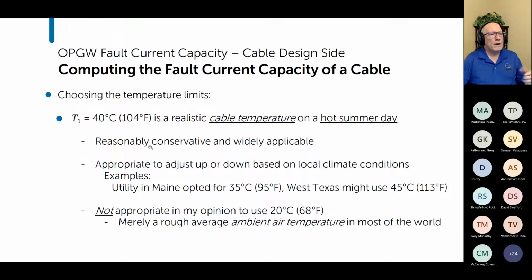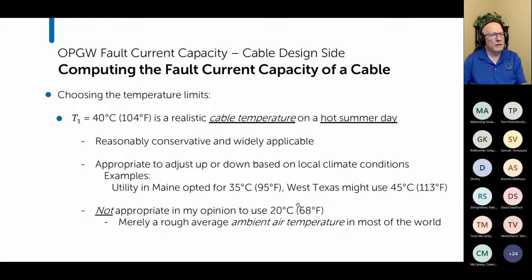So I gave this talk years ago to a utility in Maine, and they decided that their high temperature during the summer is maybe 90 degrees for 3 days in July. So they decided to just use 35 degrees C. I was fine with that because this is another thing that's in the category of, to the OPGW supplier, what you choose to use is up to you and they should be indifferent to it.